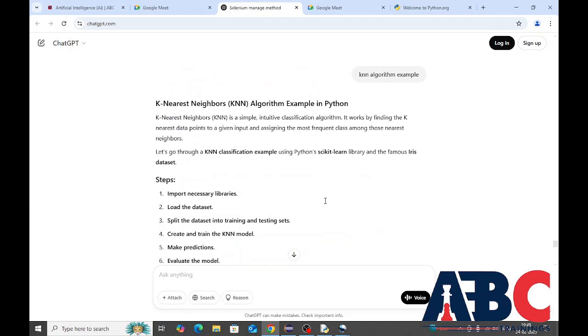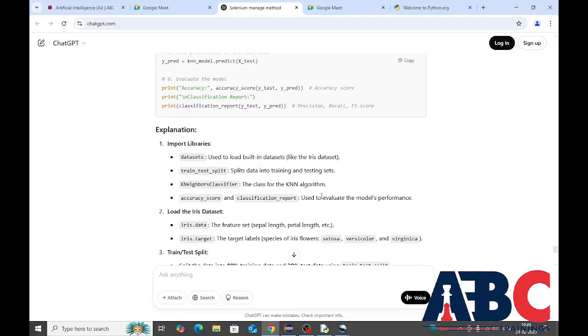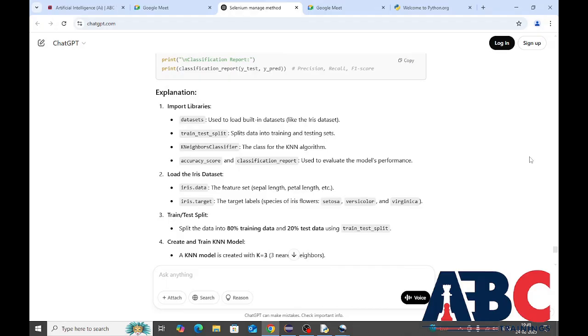First one is import libraries. datasets is used to load built-in datasets like the Iris dataset. train_test_split splits data into training and testing sets. KNeighborsClassifier is the class for the KNN algorithm. accuracy_score and classification_report are used to evaluate the model's performance. Load the Iris dataset: iris.data is the feature set, sepal length, petal length, etc. iris.target is the target labels, the species of iris flowers: setosa, versicolor and virginica.